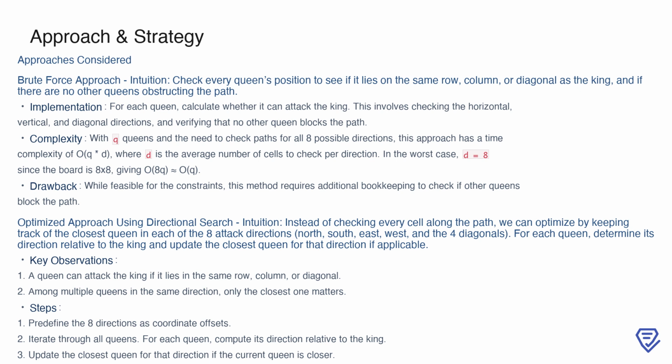and diagonal. The time complexity for this approach depends on the number of queens, denoted as Q, and the average number of cells to check per direction, D. Since the board is fixed at 8x8, the worst case for D is 8, resulting in a time complexity of O(8Q), which simplifies to O(Q). While this method is feasible within the problem's constraints, it requires additional bookkeeping to ensure that no other queens obstruct the path, which adds complexity to the implementation.